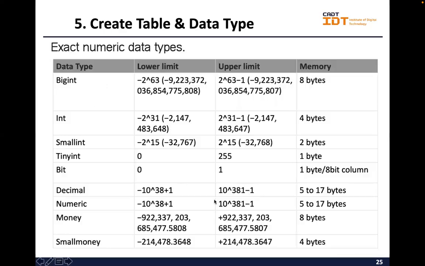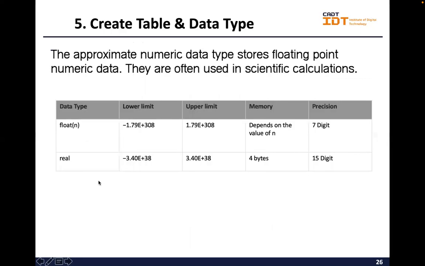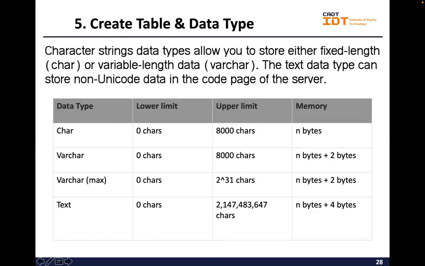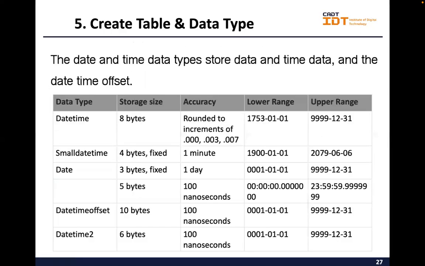Now we can see this table about details of database types. For example, bigint's lower limit is minus 2 power 63, and its upper limit is 2 power 63 minus 1. It also takes a certain amount of memory, and you can see these details here.